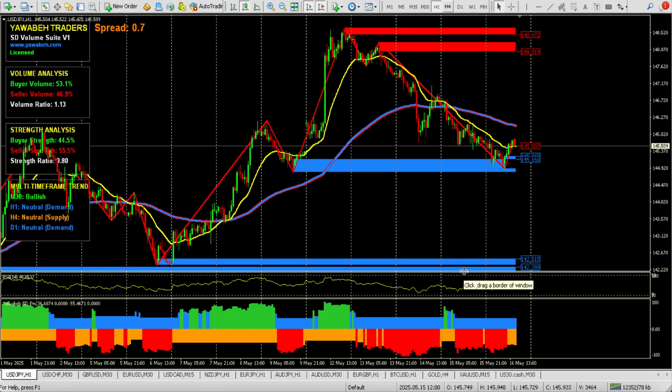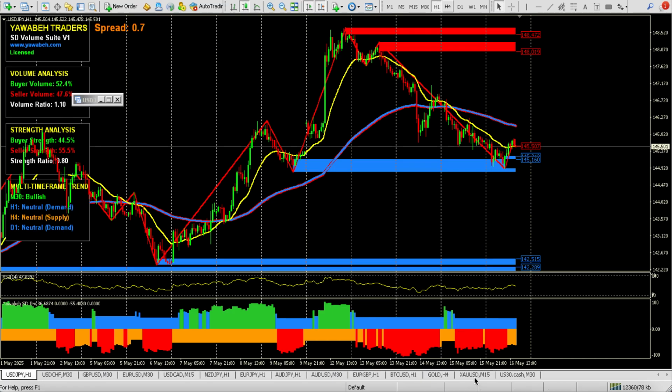You shouldn't enter if the bars are not clear. Let's say at this time on USDJPY, the multiple time trend panel shows a bullish signal on M30 but neutral demand on H1, on the higher time frame H4 it says neutral supply, and on day 1 it says neutral demand. So we shouldn't entertain any position on this pair.